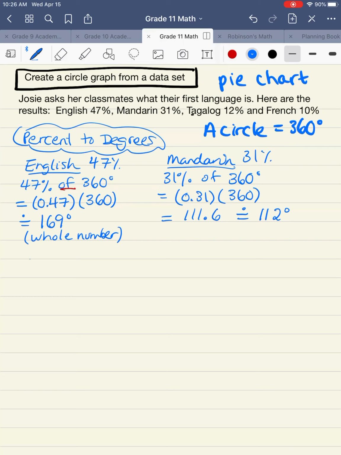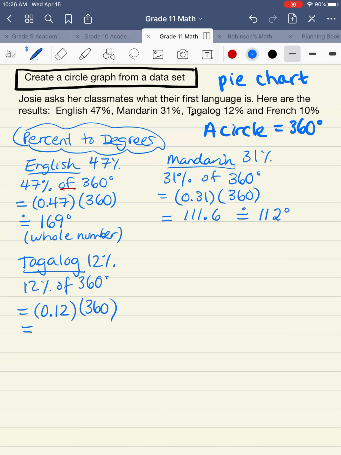Next up, we're going to do Tagalog. And Tagalog, 12% of people said that that was their first language. So 12% of 360 degrees. Again, we change that 12% into a decimal. We do that by dividing by 100. We get 0.12. We're going to multiply that by 360. And we get approximately 43 degrees. Again, rounding to a whole number.